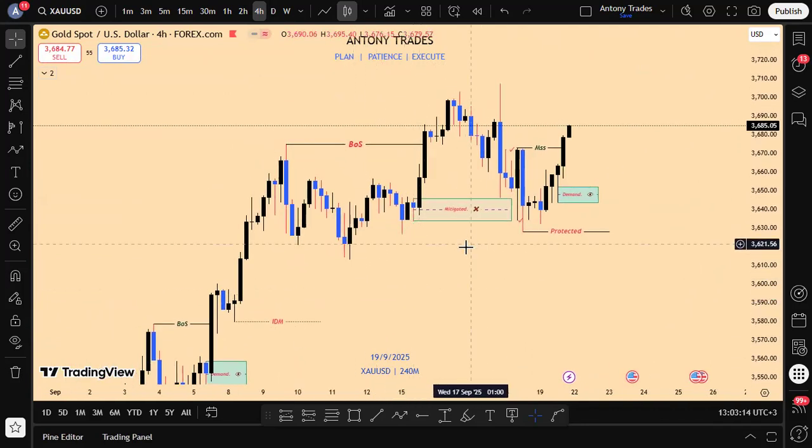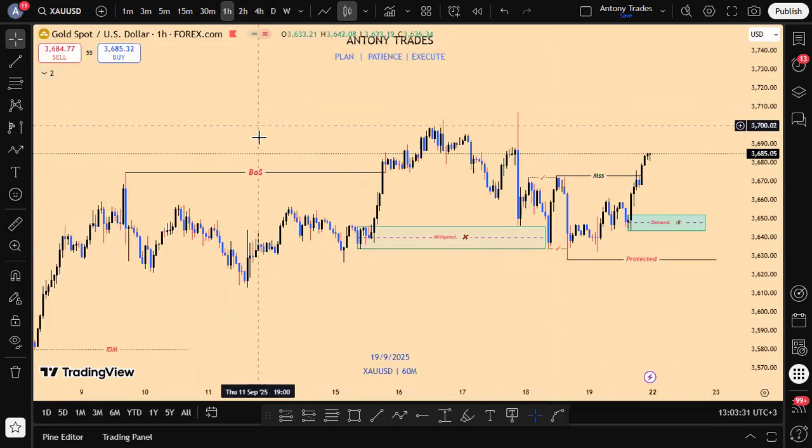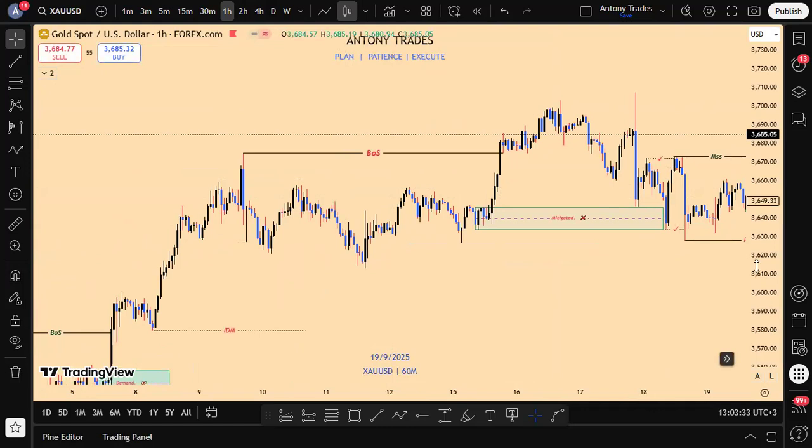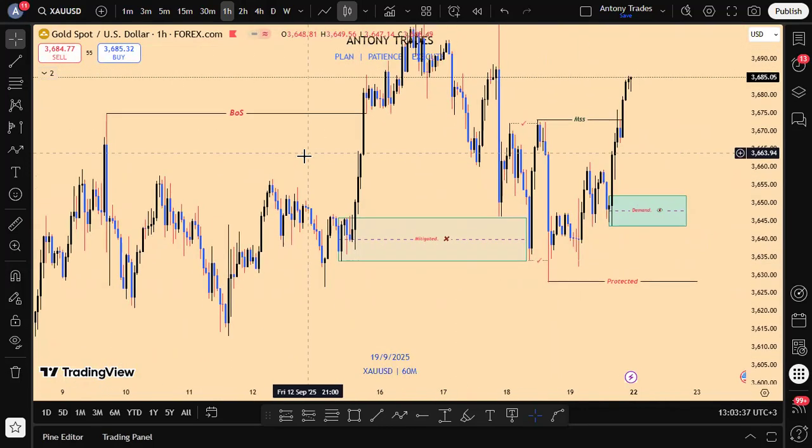And from our previous analysis, this is our point of interest. And I can see on Friday, market reacted from this point of interest. Market swept liquidity below this demand zone and started pushing to the upside. I think this structure, you can see it very clearly on the 1-hour time frame. We had a sweep of liquidity, then a break of structure.